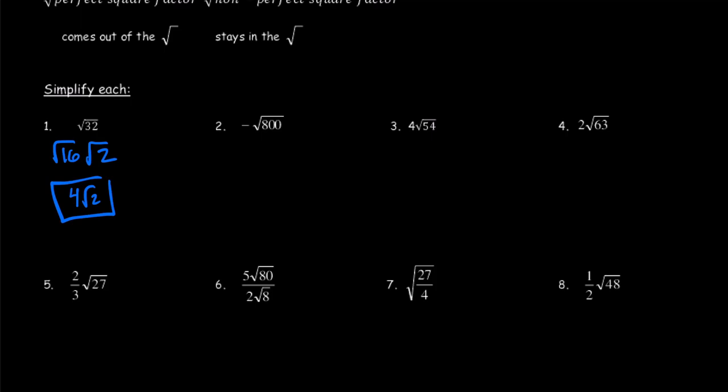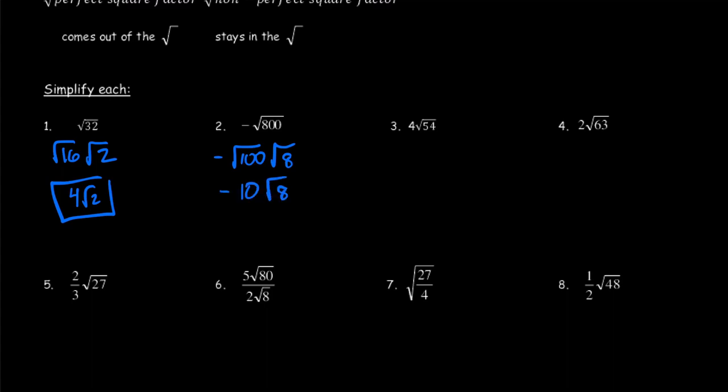The next one, negative square root of 800. Now, I'm not going to do this necessarily the most efficient way, and the reason for that is 800 is a very large number. So the first thing I think of when I see square root of 800 is 100. So let's take a look at what I get here. Bring the negative along. I have square root of 100 times square root 8. Now, I know the square root of 100 is 10. So if I simplify that, I get negative 10 square root 8.